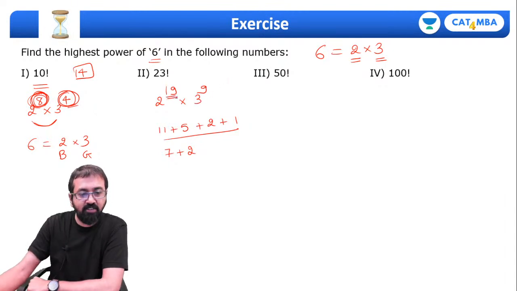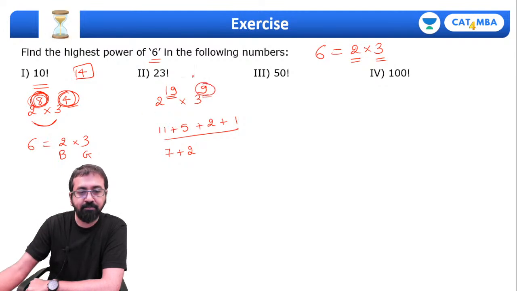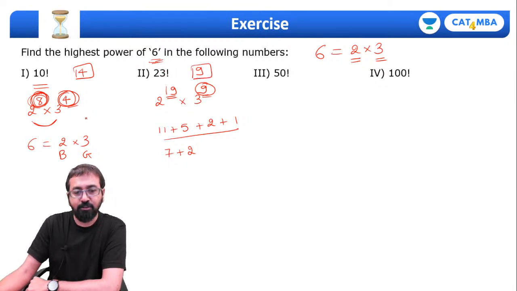Okay, so once again we have 19 boys and we have 9 girls. कितने couple बनेंगे दोस्तों? जल्दी से बताओ. 9 couple बनेंगे कि नहीं? So what is the power of 6 in 23 factorial? It will be 9. Yes, everyone? Right. Okay, so power of 6 in 23 factorial is 9, which is equal to power of 3.